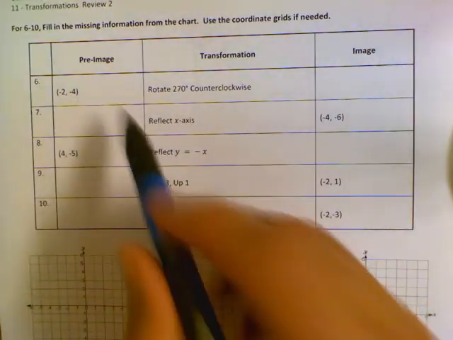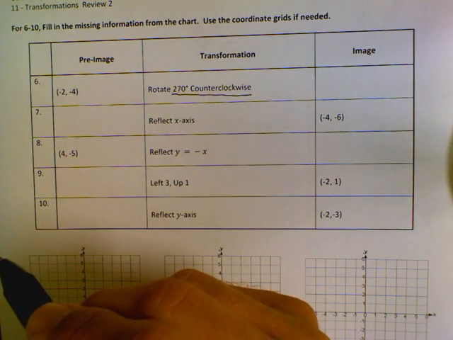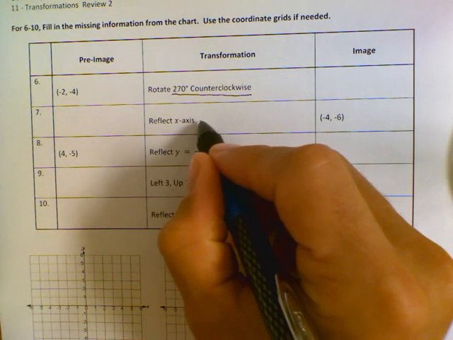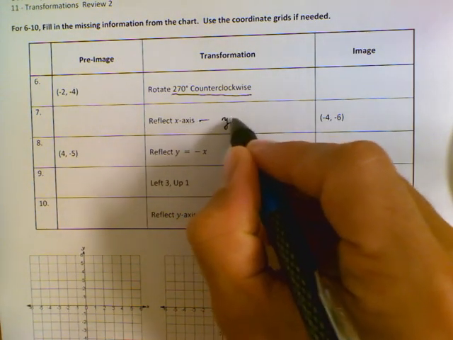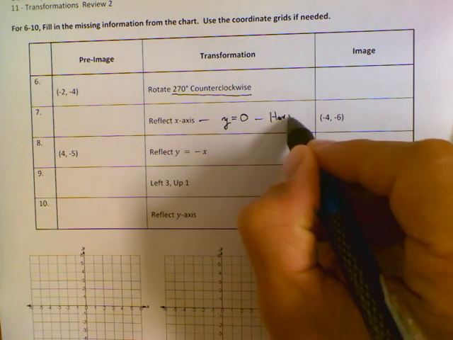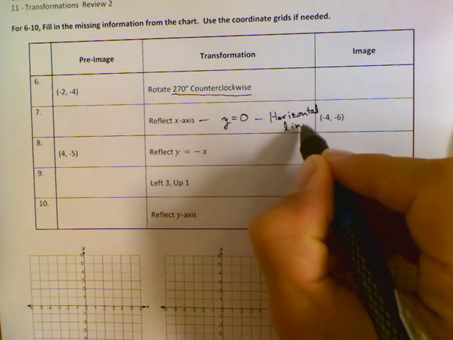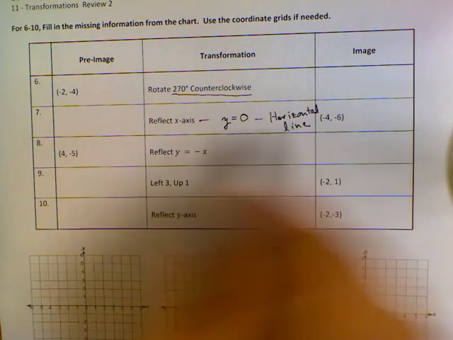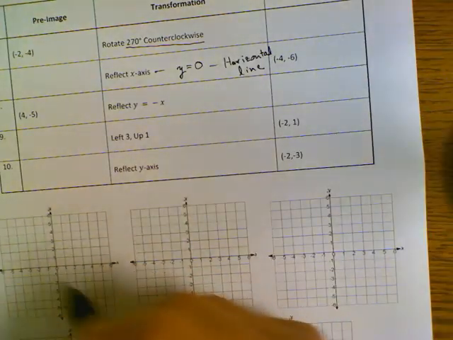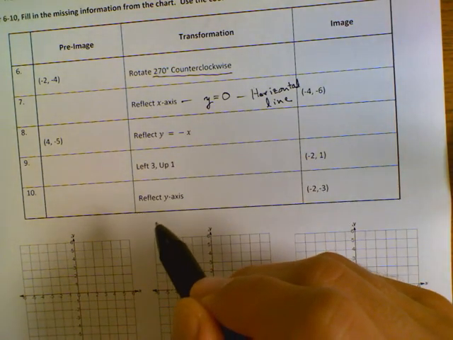So if we're going to be rotating 270 degrees counterclockwise, I feel like I've already given you enough information to do that. If you reflect across the x-axis, just a reminder that that is the line y equals 0. And it is a horizontal line. Okay? So you're wanting to figure out what the pre-image is. So you would plot this, maybe plot it down here, and then flip it across the line y equals 0.